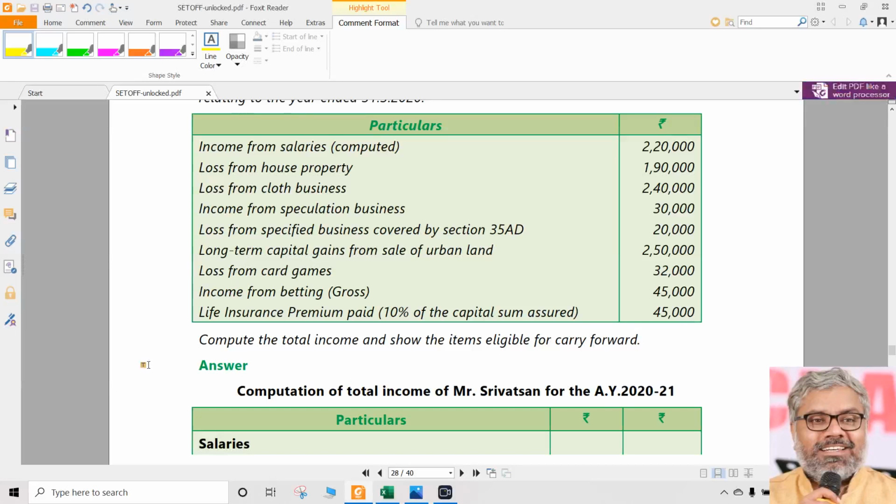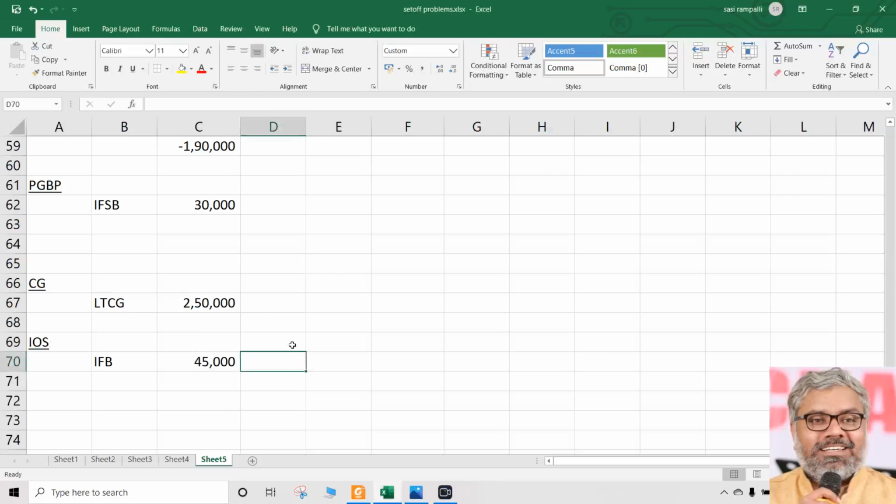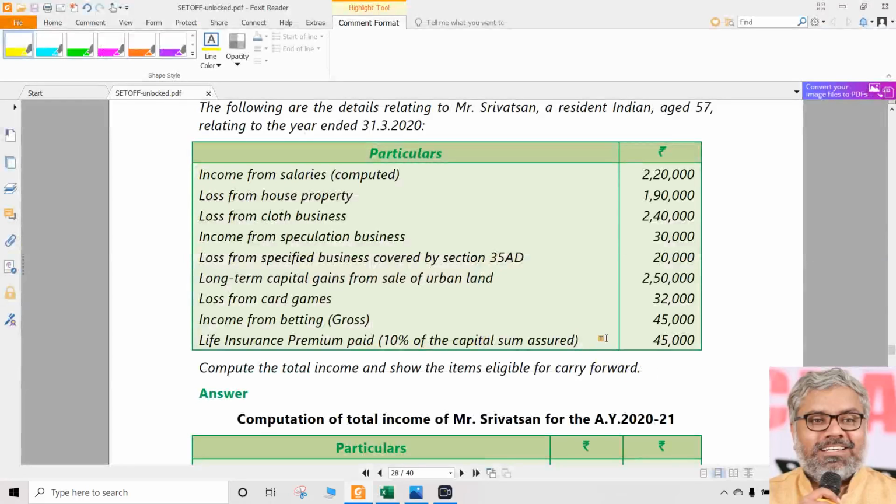Flat rate 30%. Then life insurance premium paid is 45,000, which is actually useful for section 80C. That will come in the deductions chapter. Just for the time being, ignore that. It is not taxable definitely. At the end of the day, it is an expenditure, not an income. So don't try to include it anywhere here. It is not at all an income. So don't worry about it.